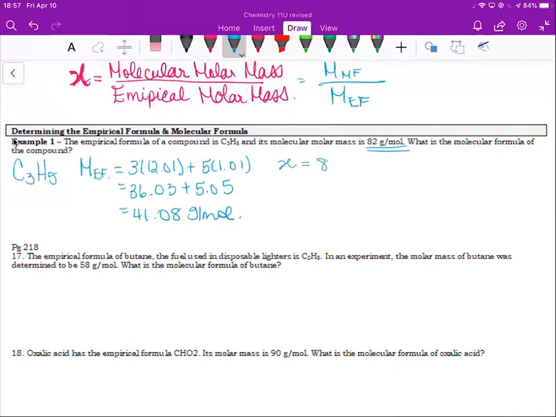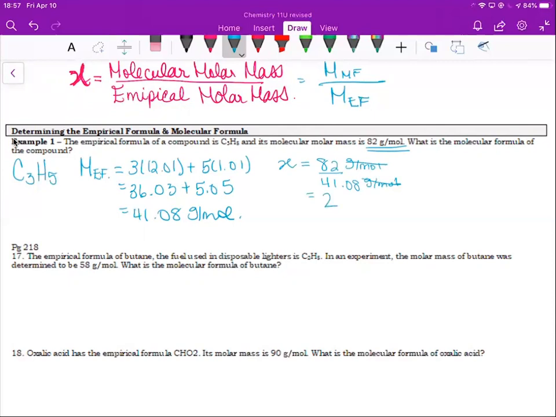So I'm going to divide 82 by 41. Well, okay, look, 82 grams per mole divided by 41.08 grams per mole. Do you see how this unit and this unit cross out? And I read that formula right because X is 2. So my multiplier is 2.